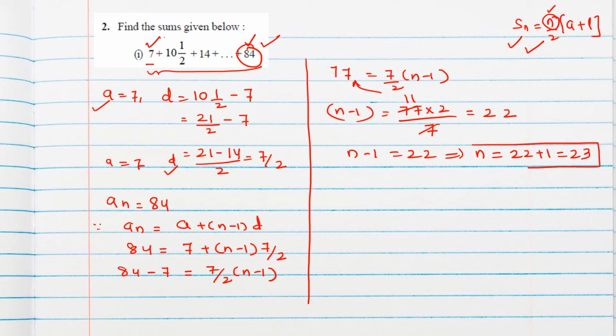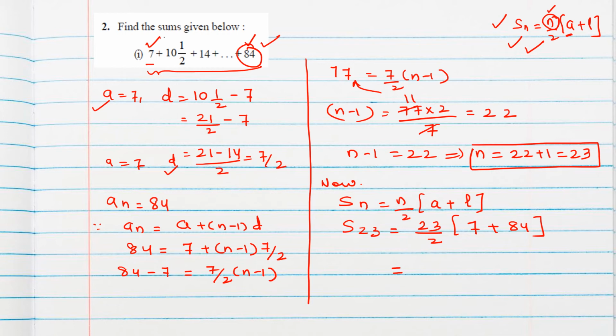Now we can use the formula for the sum. n is 23, a is the first term which is 7, and l is the last term which is 84. So now Sn is n/2 times a plus l. That means the total number of terms is 23, so we should add all 23 terms, isn't it? So S23 is equal to 23/2, a is 7 and l is 84.